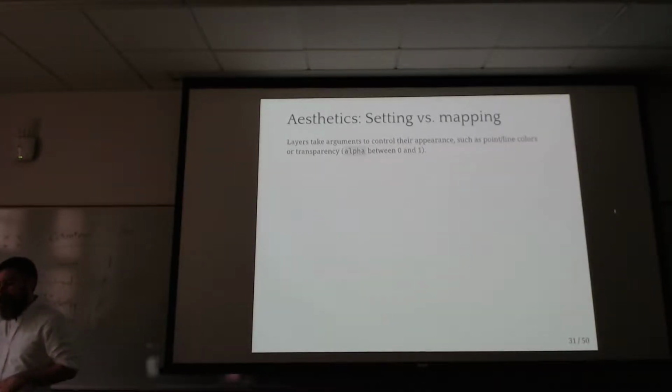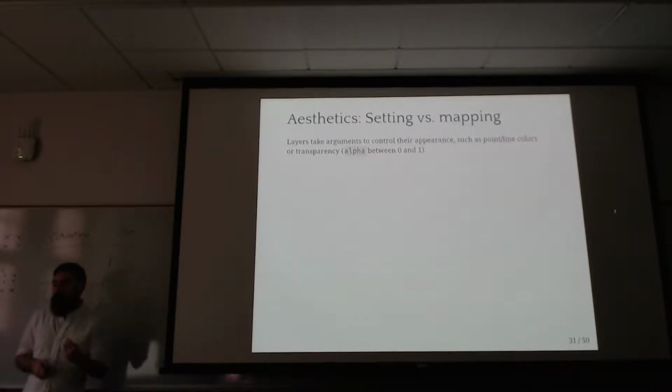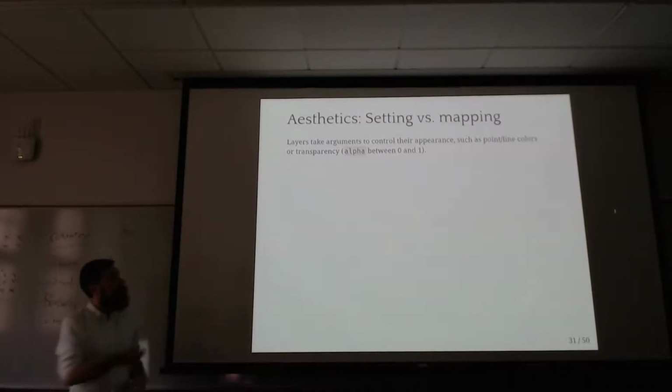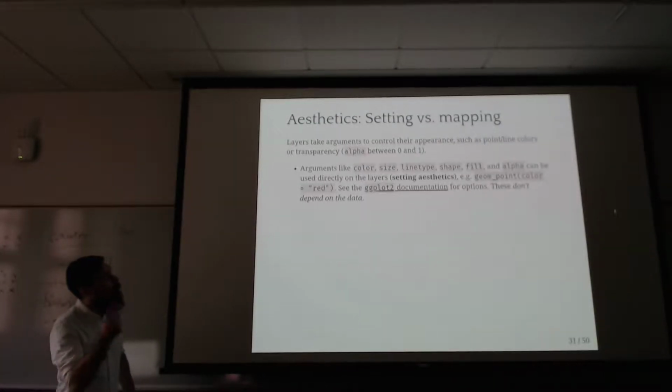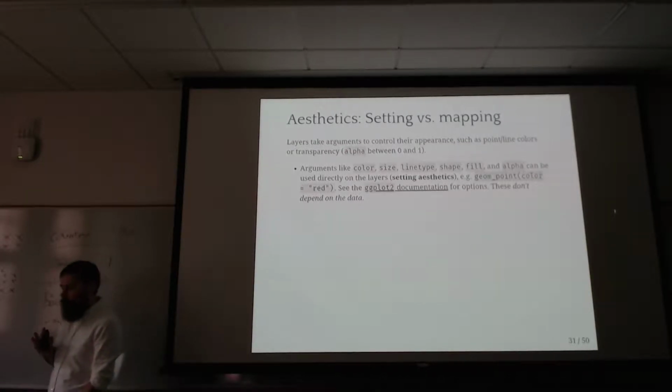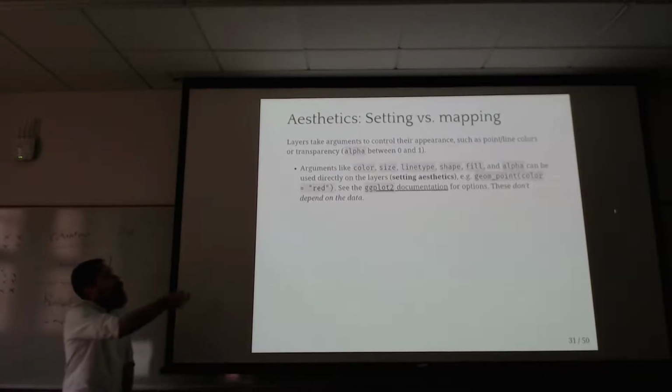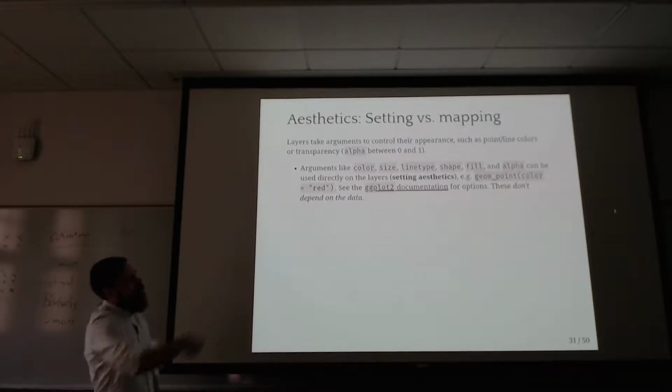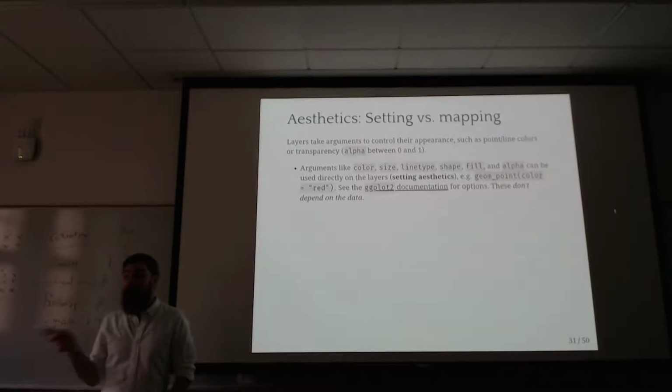Okay, so layers can take arguments to control their appearance, that is, their aesthetics, such as the point and line colors or transparency, but there are two different ways you can set things. There is setting and there is mapping. Arguments like color, size, line type, all the ones I show up there, can be used directly on the layers. That is, not inside the aes function, like this.